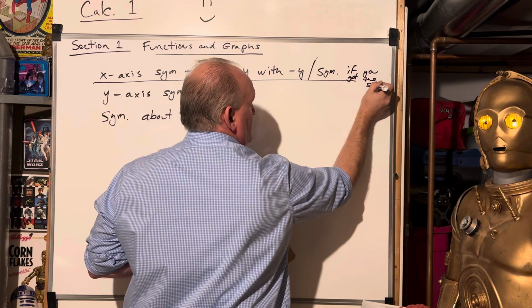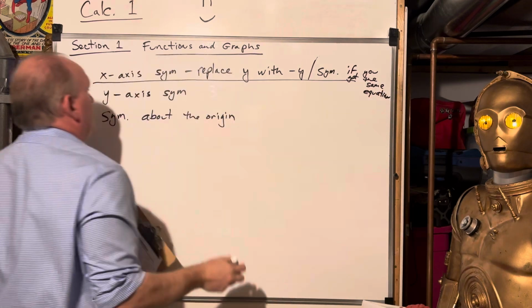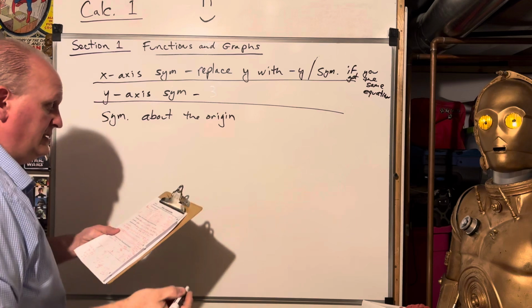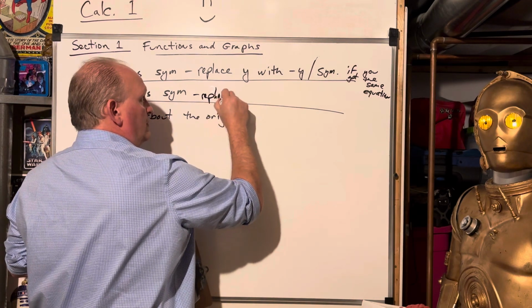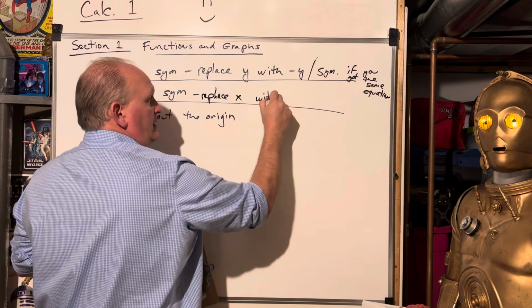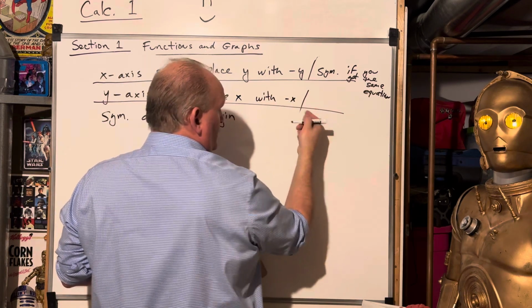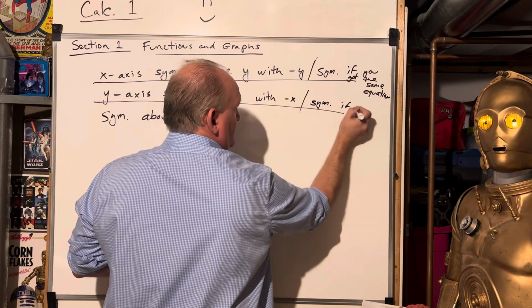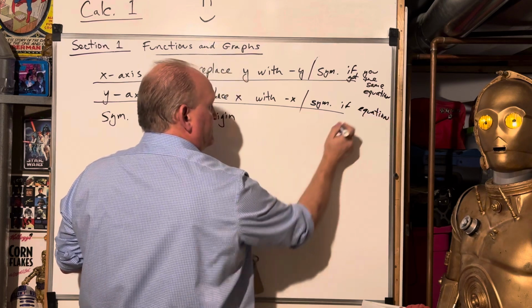Same equation that you started with. All right. Y-axis symmetry, you replace x with negative x. And again, it's symmetric if you end up with what you started with. Same, symmetric if the equation is the same as the original.